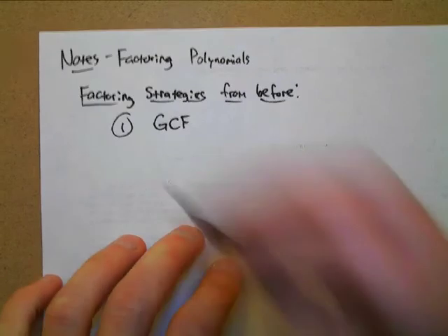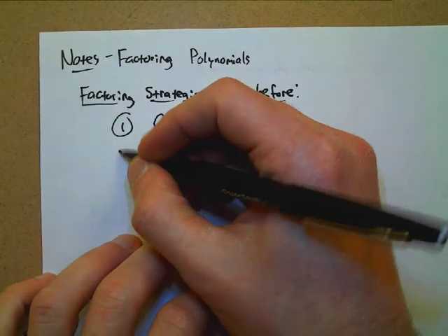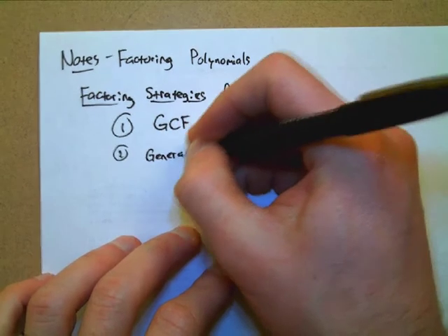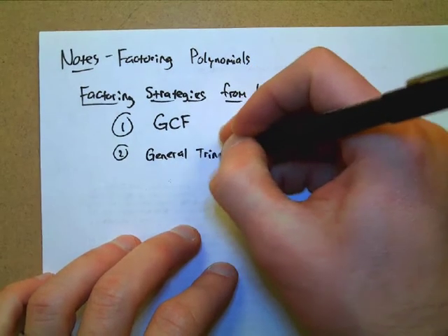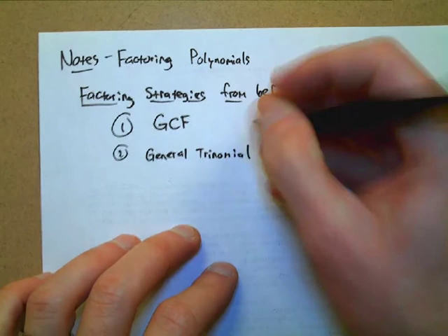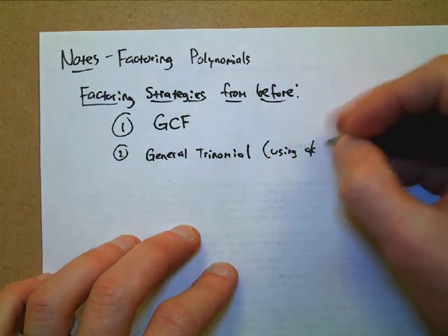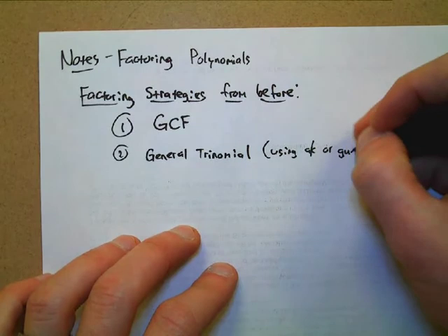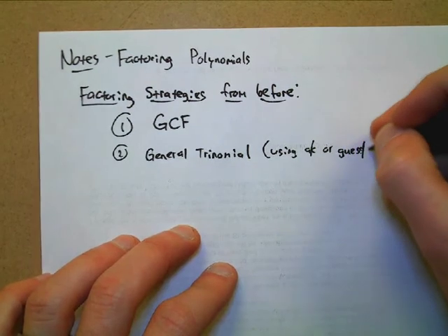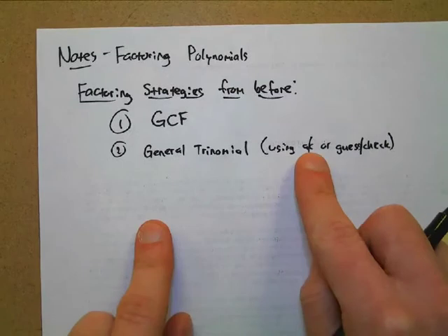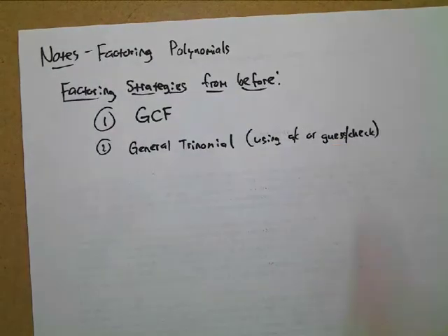So, for example, we can factor a general trinomial using AC or guess and check. Okay, so using AC or guess and check, right? And I won't review that unless you need me to. I'll be happy to help you out with that some. Okay.